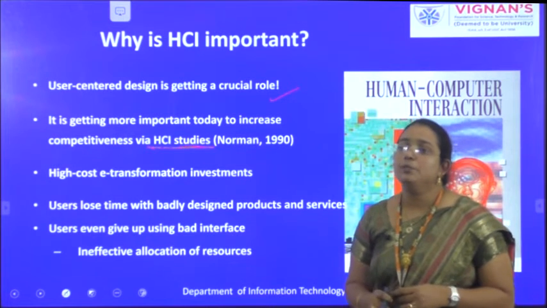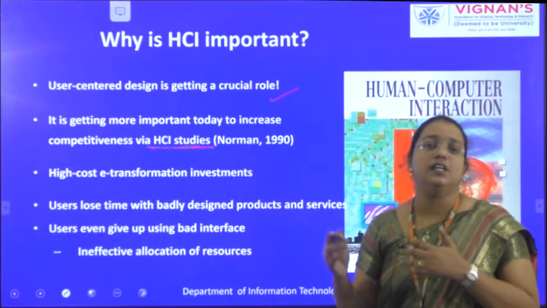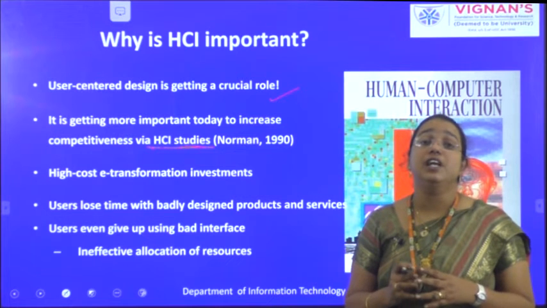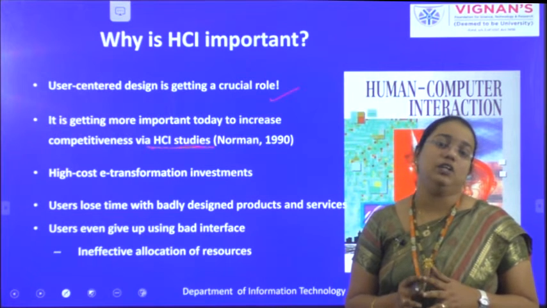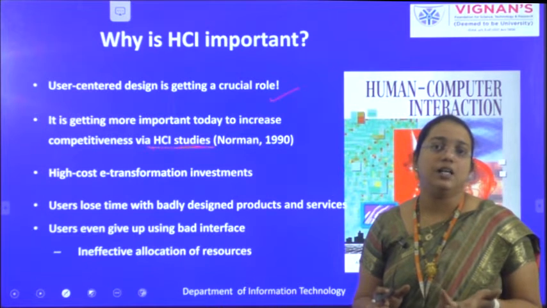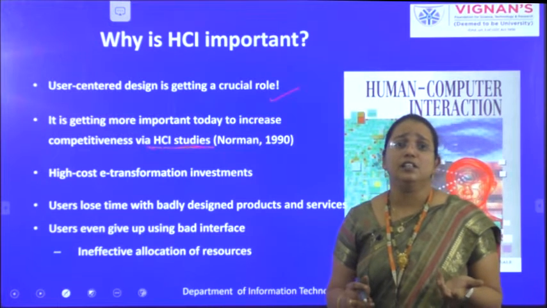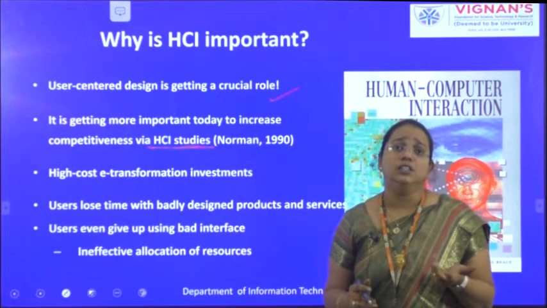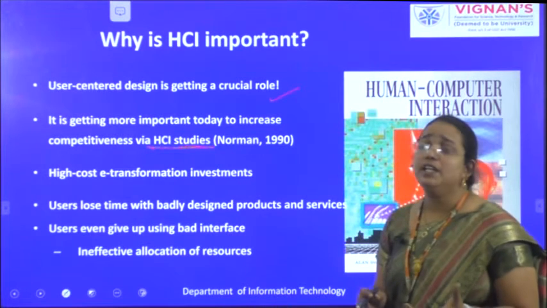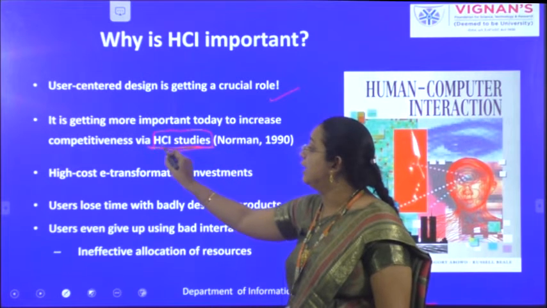In the last class, I told you the example of why people are moving towards Android and Windows. Why not Unix and something else? Because it is a graphical user interface and it is very easy to use. Even a layman can use an Android cell phone. That much easy it is. So the user can easily interact with the computer with the help of Android or Windows, and competitiveness increases via the study of human-computer interaction.